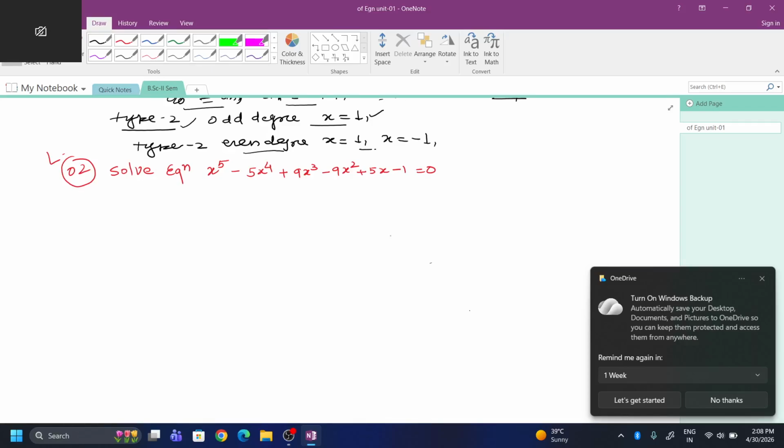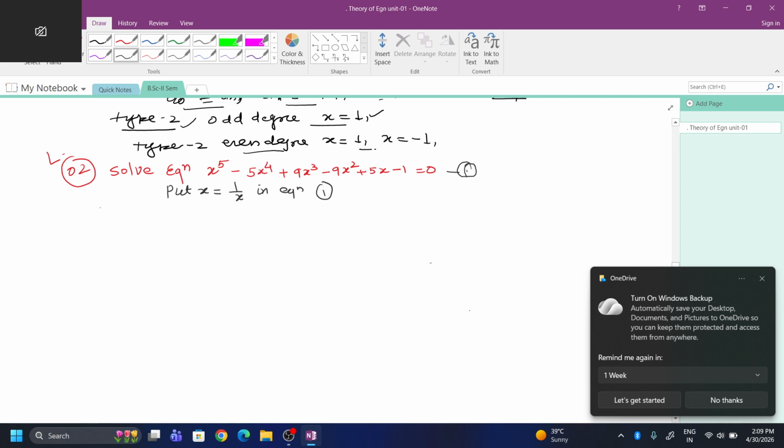Now we discuss the example of the reciprocal equation. Suppose we have given this equation, say it is your equation number 1. Now we simplify this reciprocal equation. So first of all we check it is a reciprocal equation. How we can check it is a reciprocal equation? So you can put x equal to 1 by x in equation number 1.